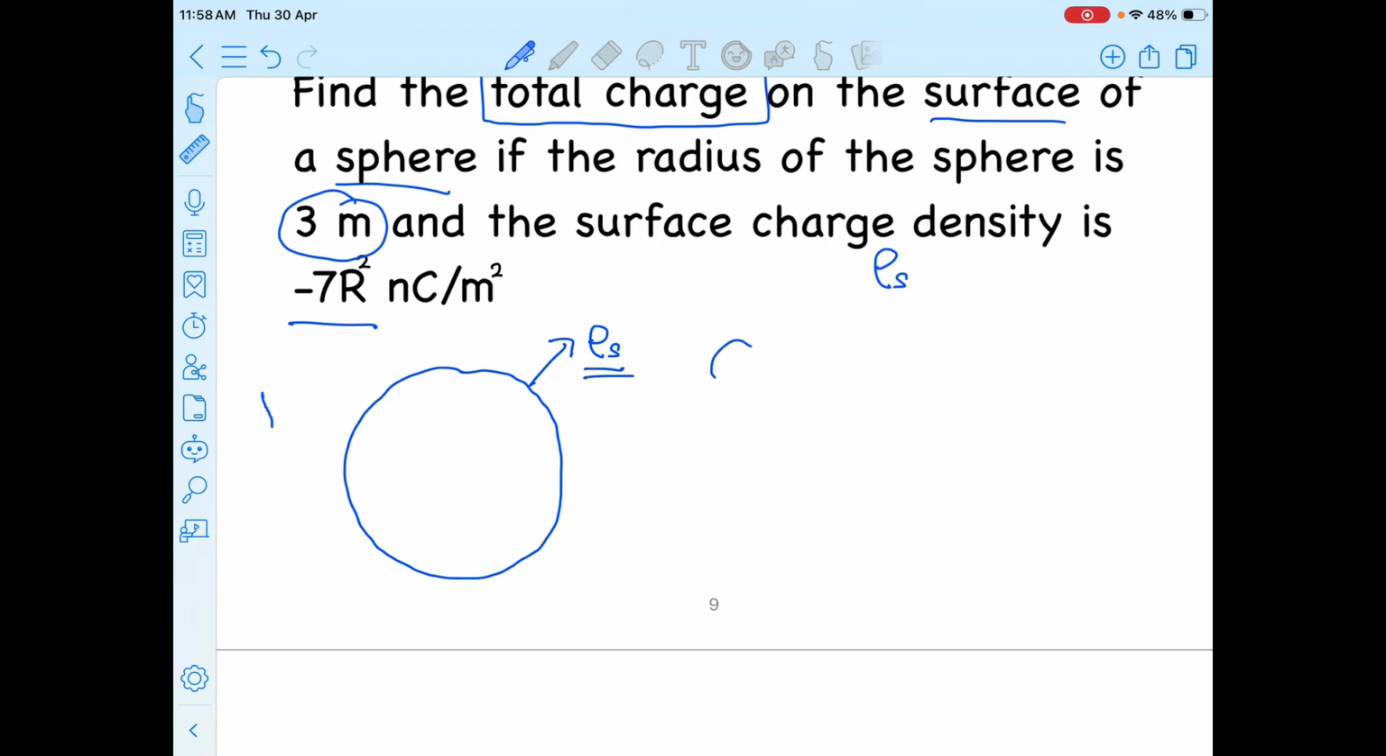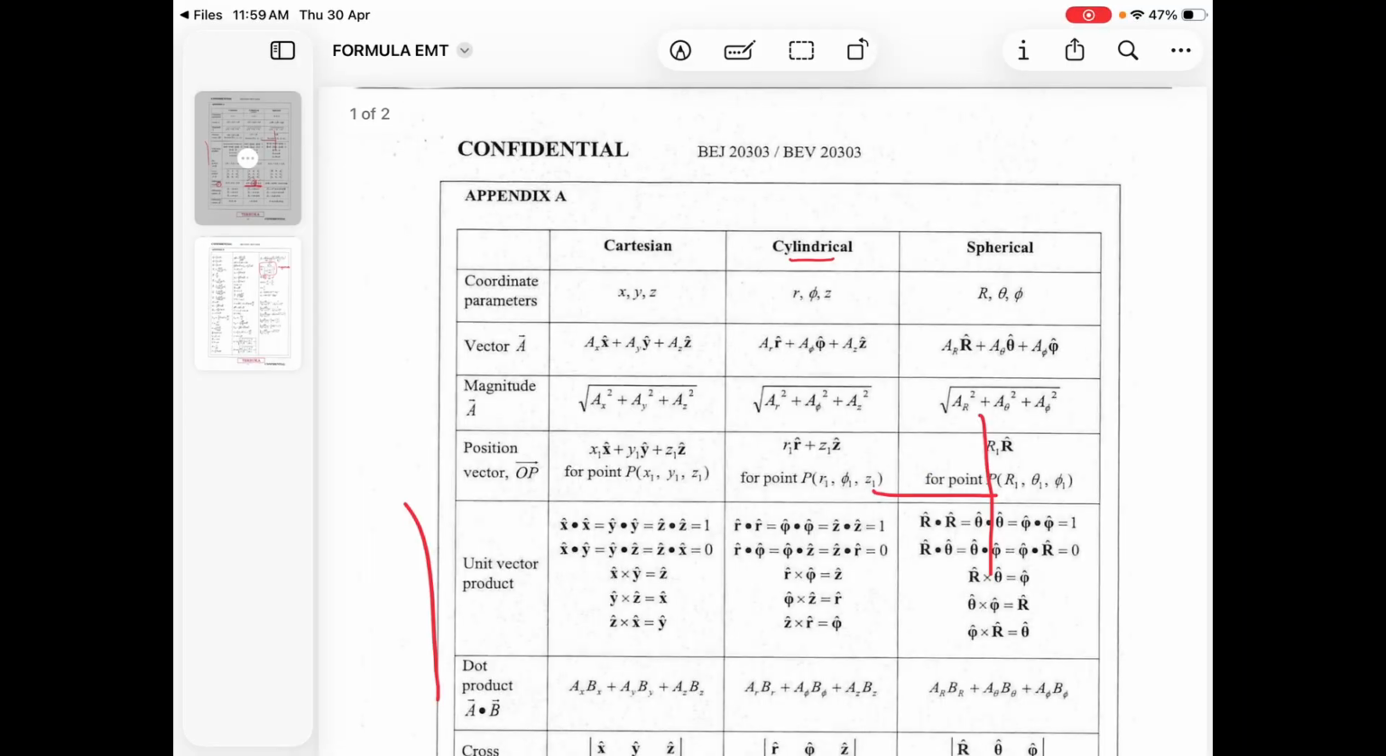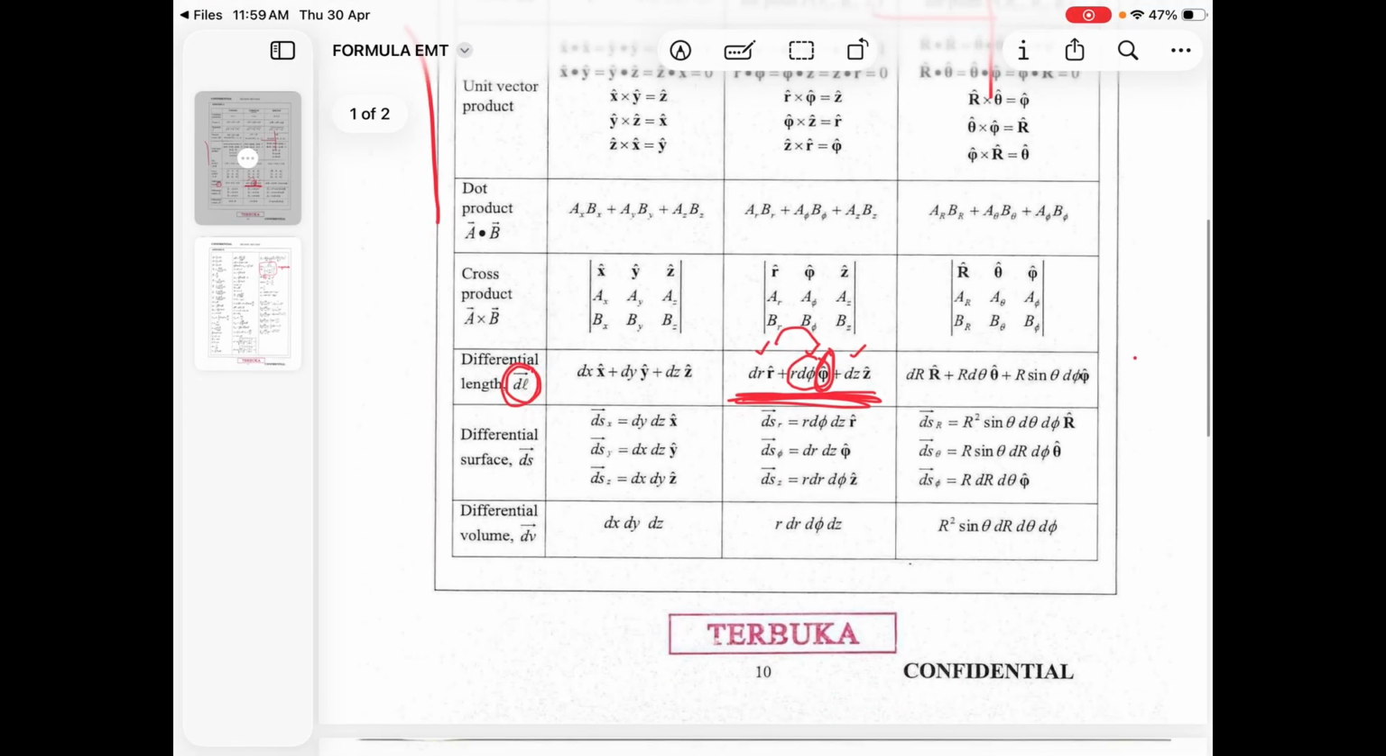To find the total Q, you have to integrate the rho s ds. So this is a sphere. What is the ds that we have to use? Since our structure is a sphere, we have to refer to the ds of a sphere. So you need to flip to your formula sheet. Now let's look at the ds that we have.